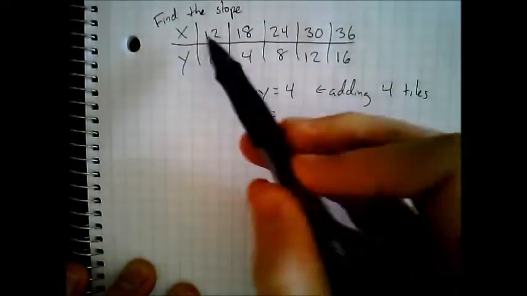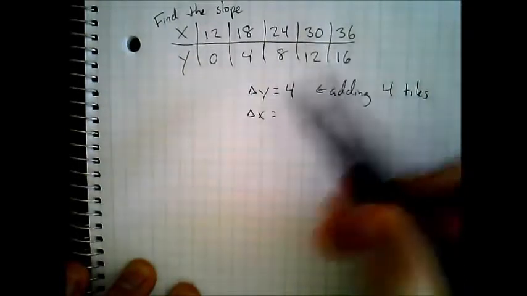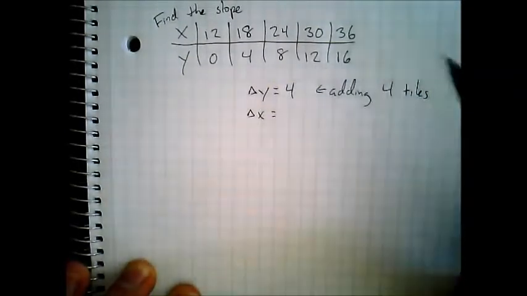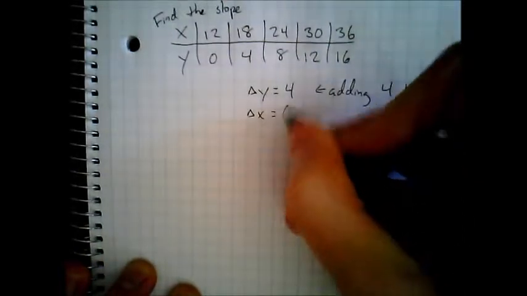Now we want to know how often are we adding those 4 tiles. We're going from figure 12 to figure 18 to figure 24 to figure 30 to figure 36. So we're adding these 4 tiles every 6 figures.